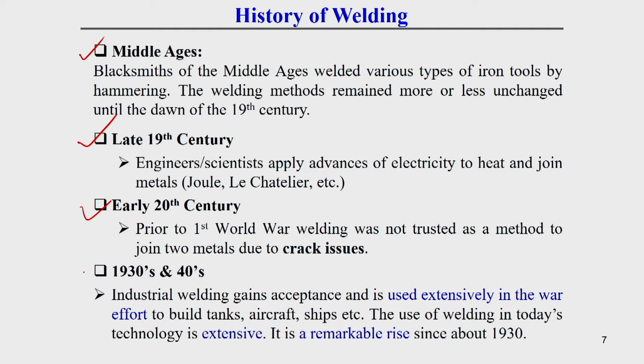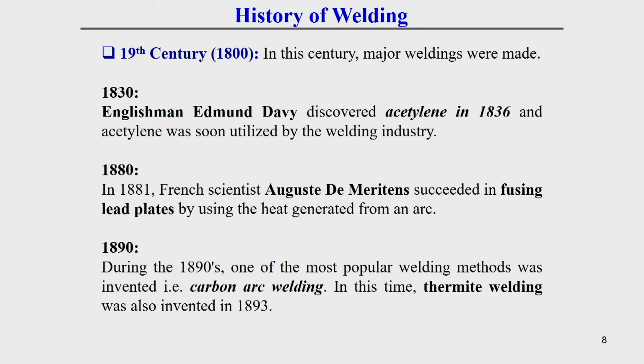Then in the 1930s and 40s, industrial welding gained acceptance and was used extensively in the war effort to build tanks, aircraft, ships, etc. The use of welding in today's technology is very extensive. It is a remarkable rise since about the 19th century. Then the year-wise detailed invention of conventional welding processes is given here.